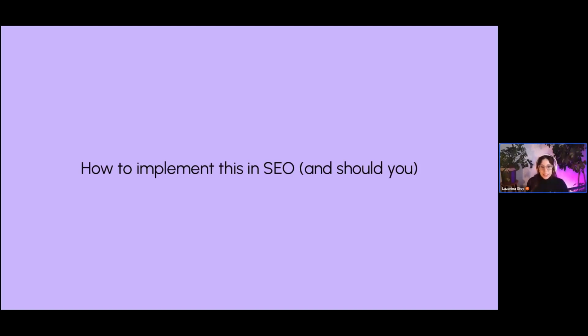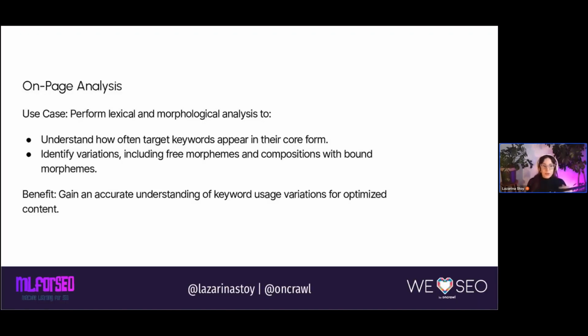So how to implement this in SEO, and should you implement this in SEO? You can use this for on-page analysis. For instance, perform a lexical and morphological analysis to understand how often target keywords appear in their core form, extracting only the semantic importance of these keywords, the core terms. You can also identify variations, including bound morphemes, free morphemes, and compositions, to gain a better understanding of how users refer to certain entities, what's important to them, and how they refer to your products, services, and so on.